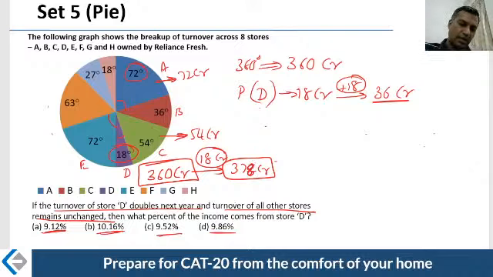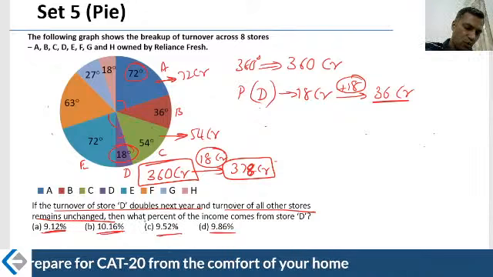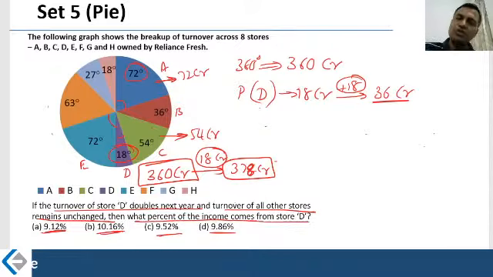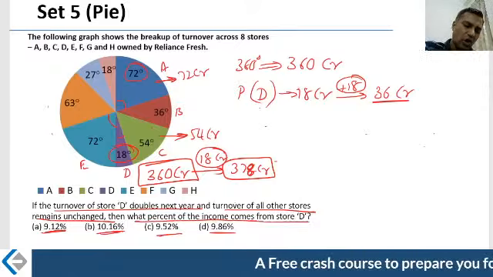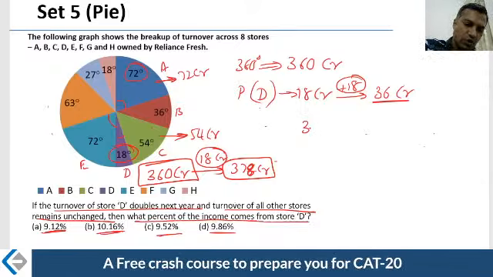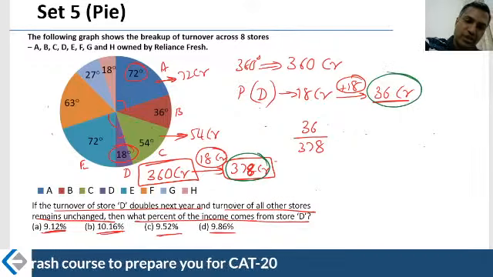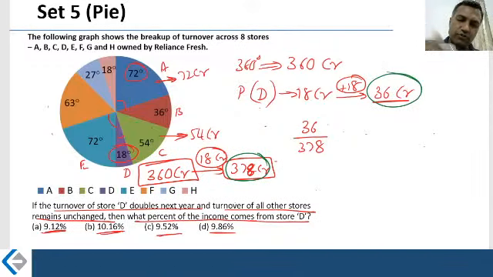Great. All right, now that's a number there. Therefore, the question here is, what percentage of the income comes from store D? Store D is contributing how much income? 36 crores. Store D is contributing 36 crores out of a business of 378 crores.